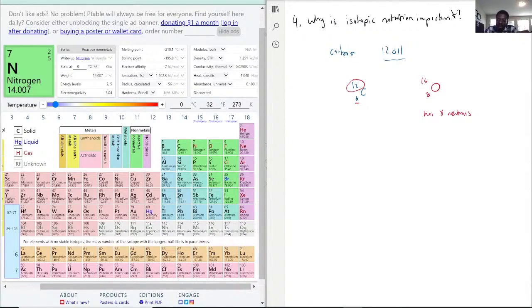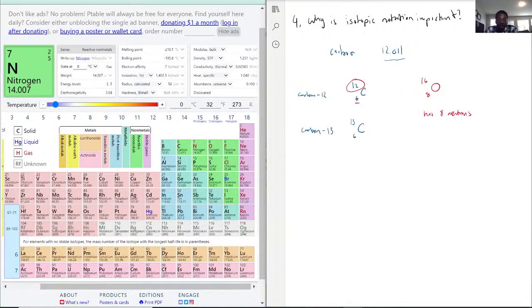Now, that's just an example of isotopes. What makes this important is, as you notice, it's 12.011. Not every carbon comes in like that. There are some carbons that are actually like this. Carbon 13 is what they call it. So this one will be called carbon 12, and this is carbon 13.